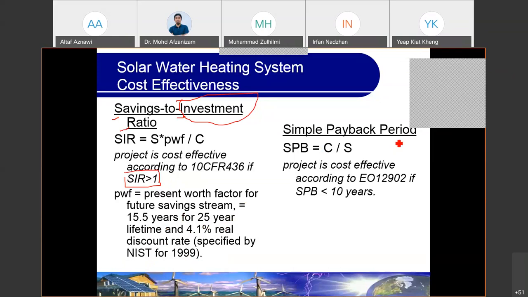Simple payback period, SPB. SPB is the C solar divided by the annual saving. The project is cost effective according to the SPB if it is less than 10 years, considered worth having the system, because greater than 10 years means it takes quite some time to obtain the benefit from the system. So in this case, we conclude that less than 10 years is still affordable to invest in this kind of system.